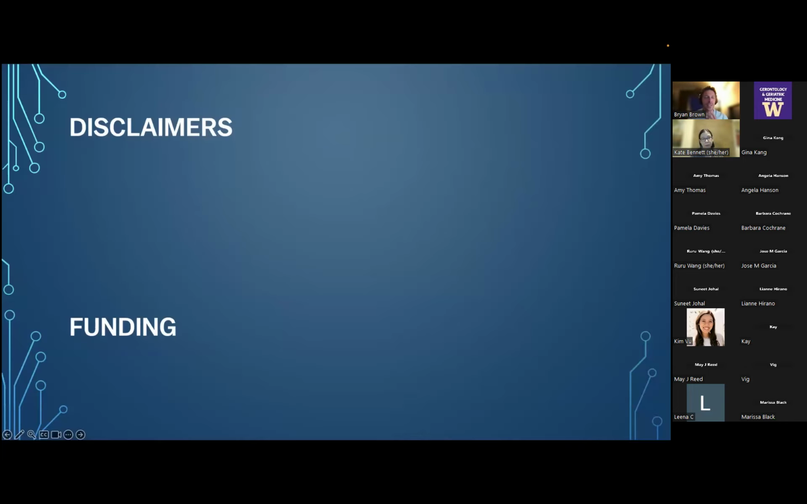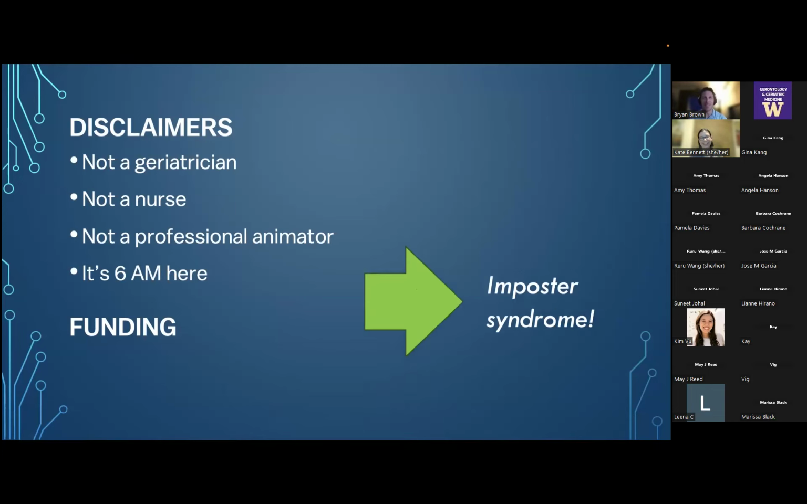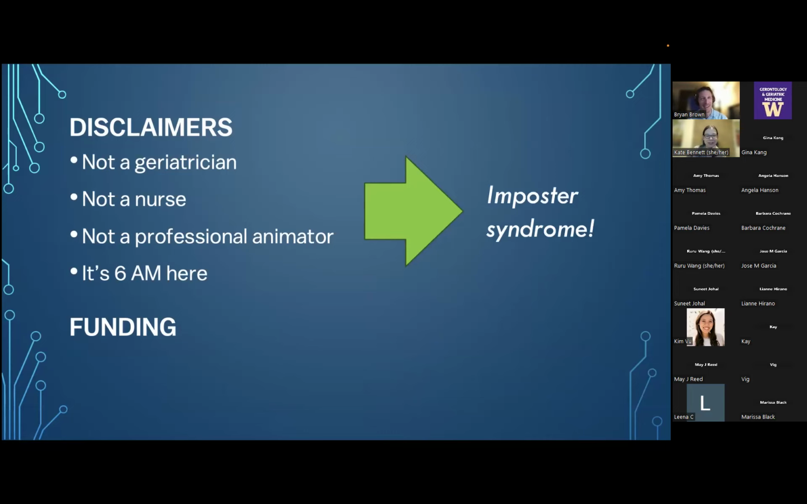So diving right into it, first of all, some disclaimers. I'm not a geriatrician, I'm a primary care physician. I'm not a nurse, but I'm going to be talking about a nurse education project. I'm not a professional animator. This is a self-taught passion of mine, and it's 6 a.m. here. So all that results in a bit of imposter syndrome, and I figured that by saying that out loud, I'd do better than if I didn't.